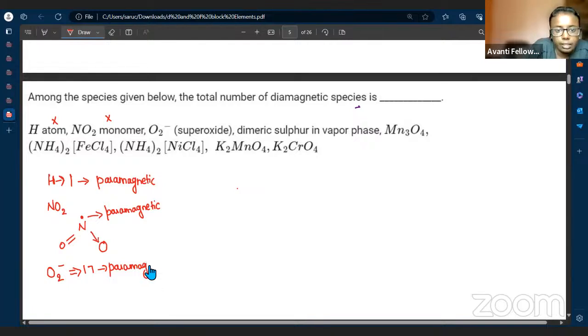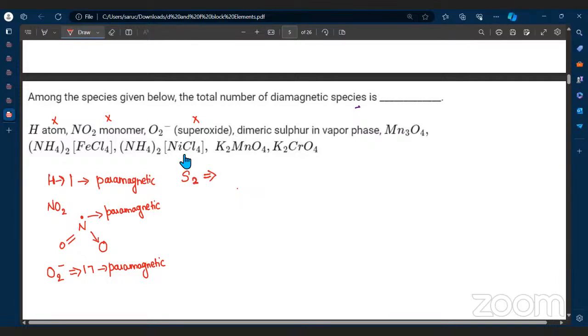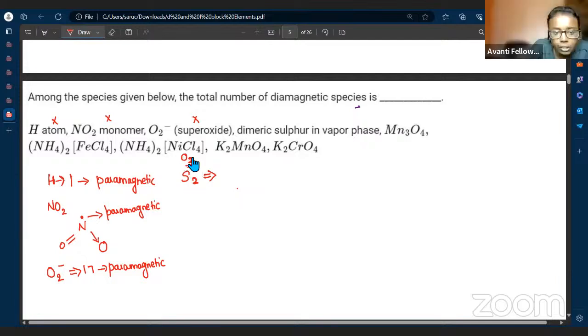And dimeric sulfur in vapor phase is S2. What would be the total number of electrons in S2? It is like O2, since it comes under the same group, and we know that for O2 it is 16 electrons. So here it is going to be paramagnetic. All the odd electron species and the 16 electron species are going to be paramagnetic. So S2 is also going to be paramagnetic.